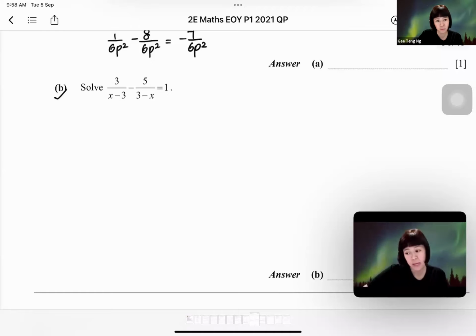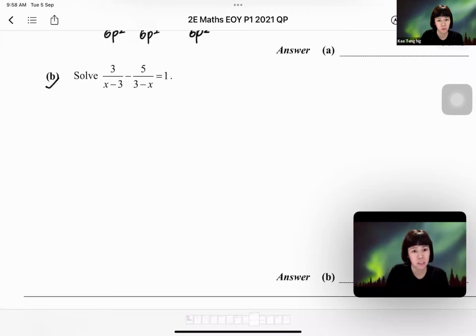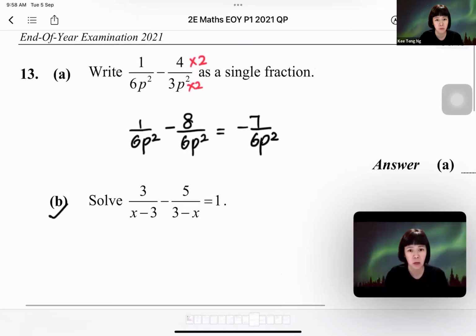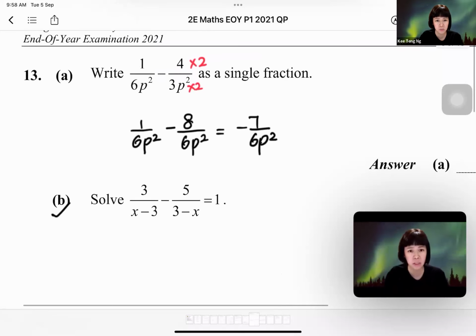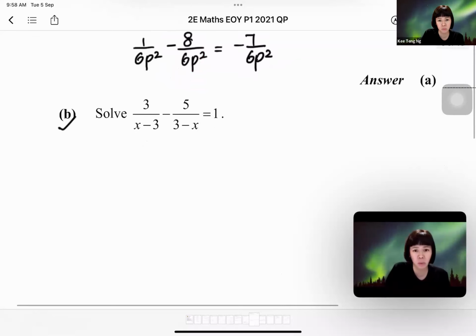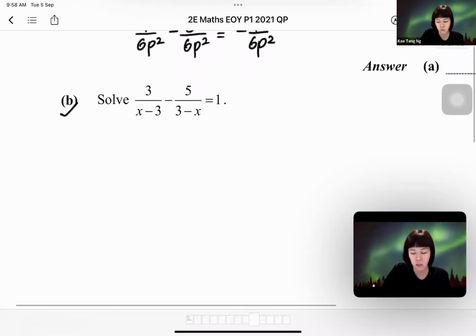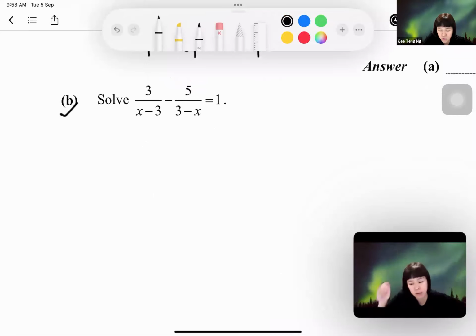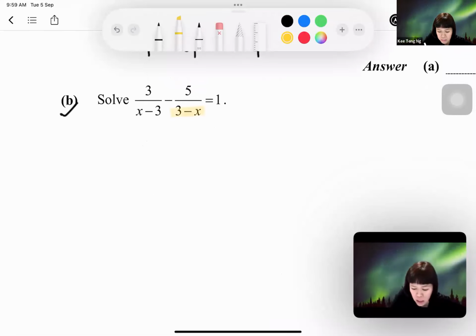Okay, last part of the question for today. Just this part over here. This one, question 13A, actually shouldn't trick you. The common LCM is just 6p squared, so you just need to multiply. It shouldn't be difficult. Then for this one over here, what are we going to do to make the two denominators the same?